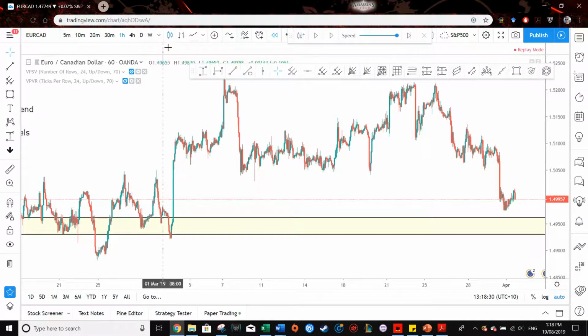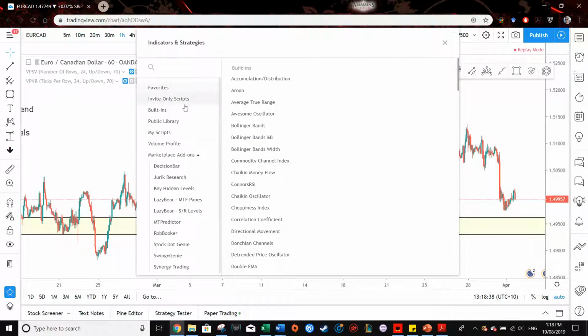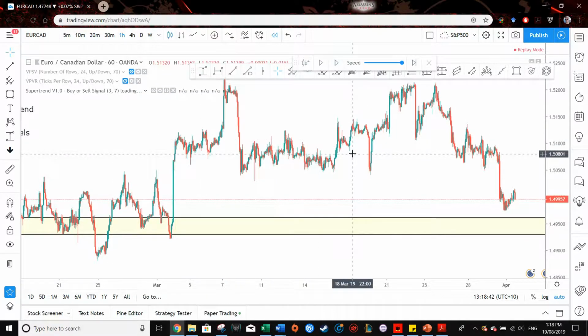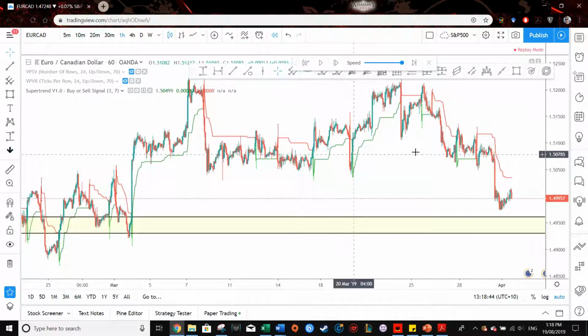If I bring up the SuperTrend, which is the last indicator I wanted to bring up, I will try to bring up at least. Your computer is slow. There we go. It's currently in a downtrend. And it just started a downtrend.